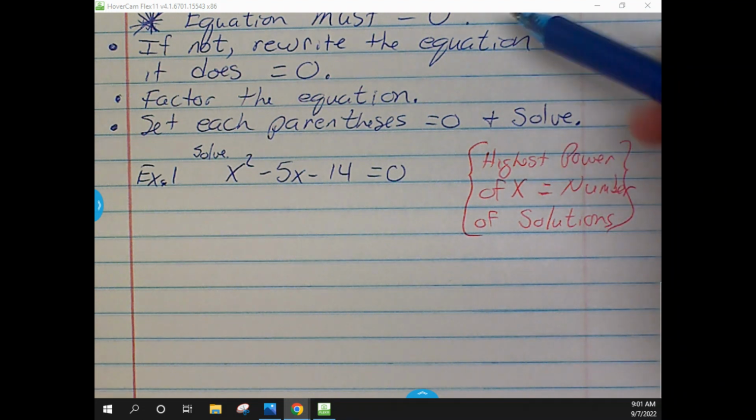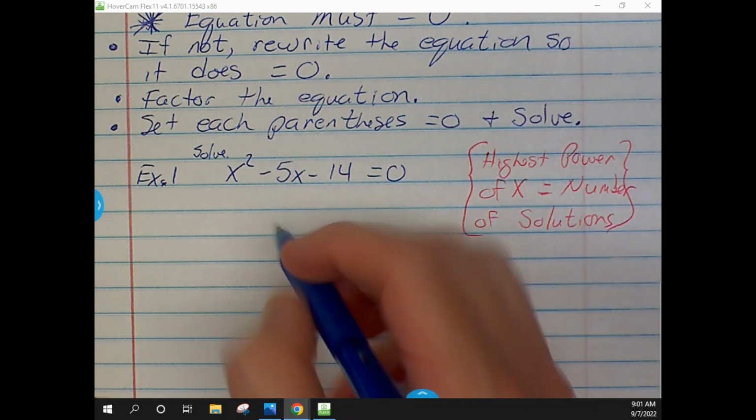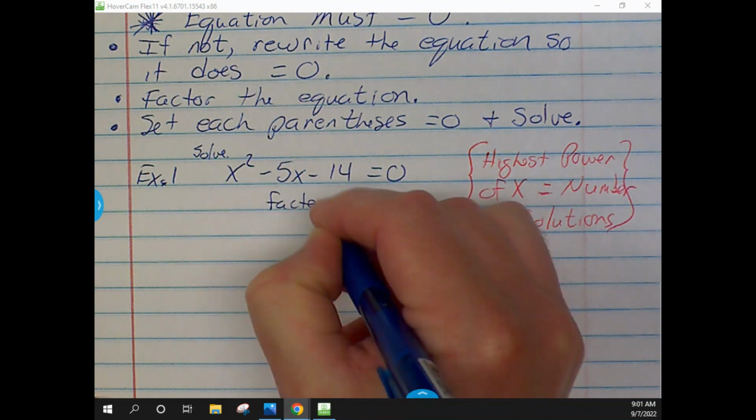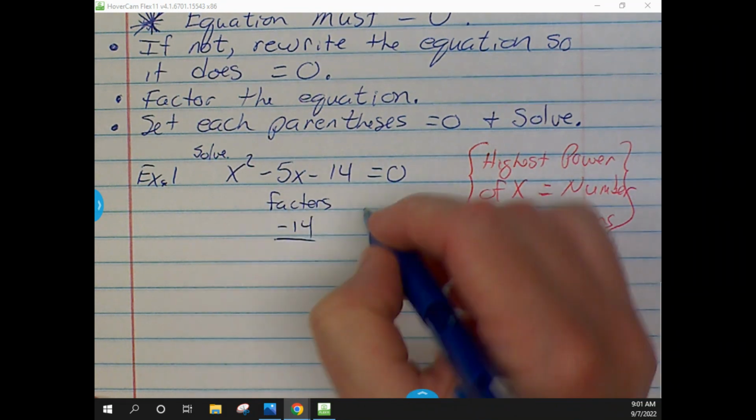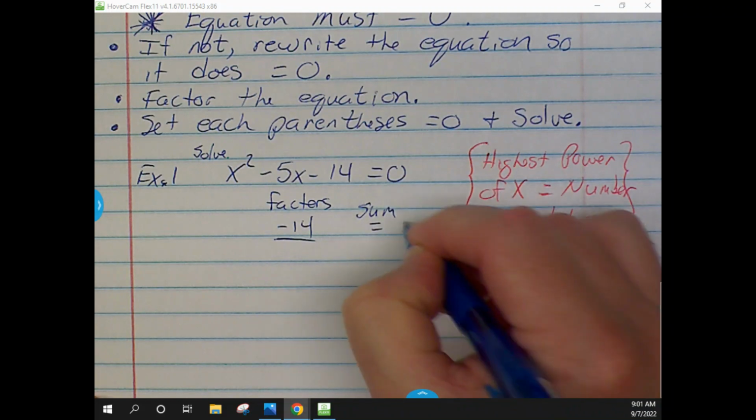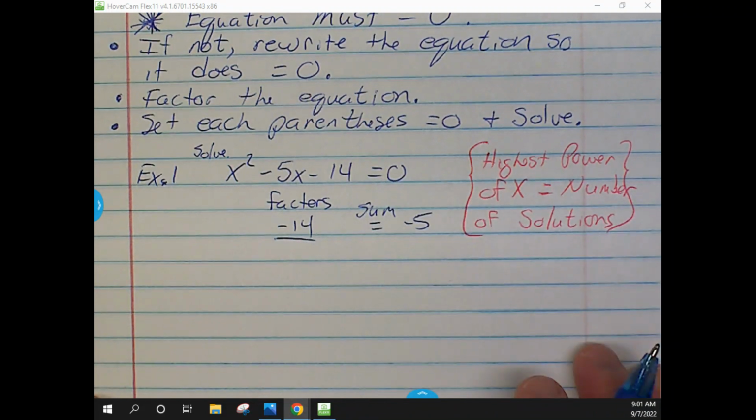Okay, so for this one, again, easy factoring because it's equal to 0, so we got the first step done. Now we're just going to take this thing and factor it. So it's just what are the factors of negative 14 where the sum's going to equal negative 5.